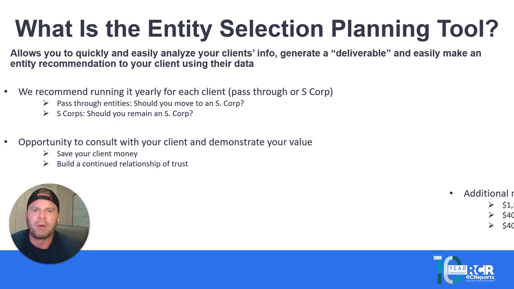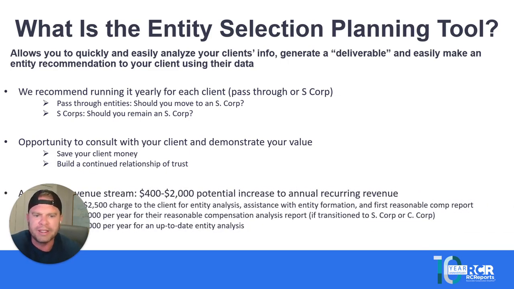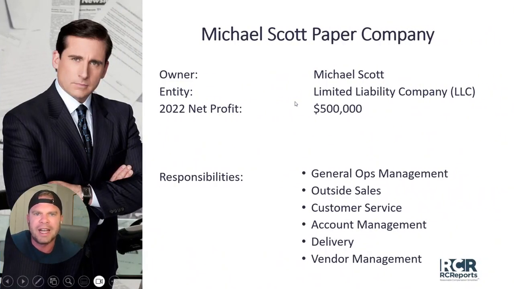You're able to build a relationship of trust with your clients, and we oftentimes see our clients charge for this service. A typical wage for this service, if they do opt to go and change their entity, is between $400 to $2,000. $400 for just the analysis, and then I see clients charge up to $2,000 for actually helping them to change to a new entity and also running their first reasonable compensation report. With that being said, let's jump into a real life example.